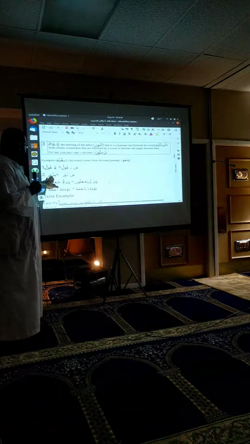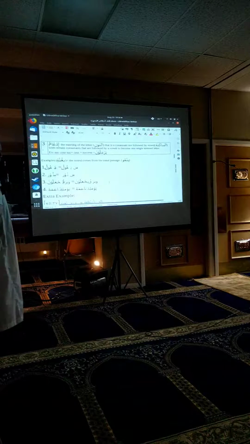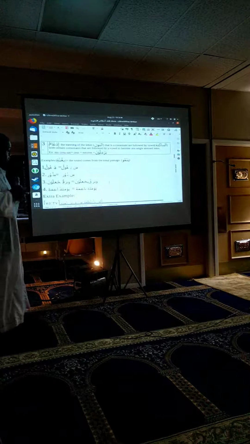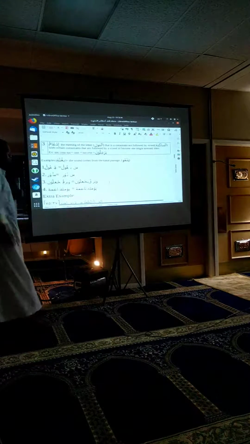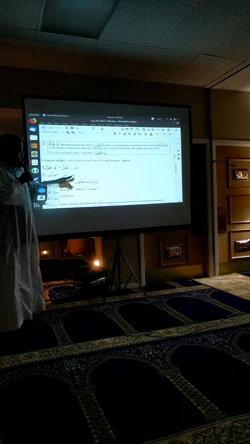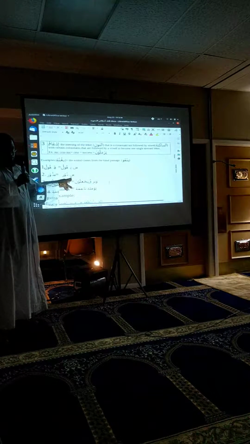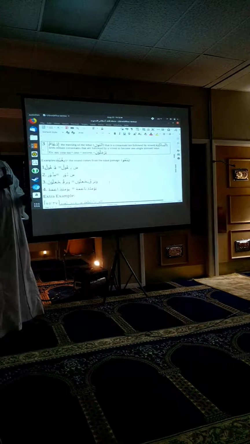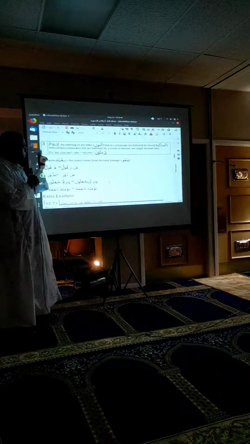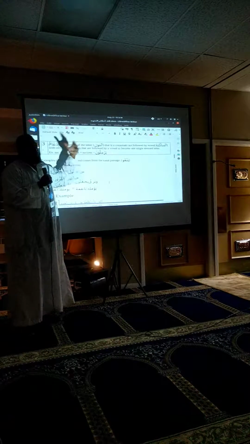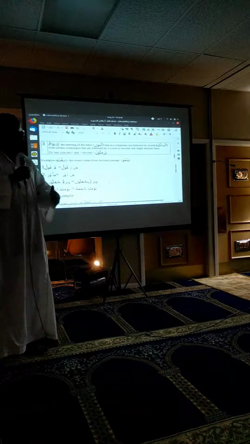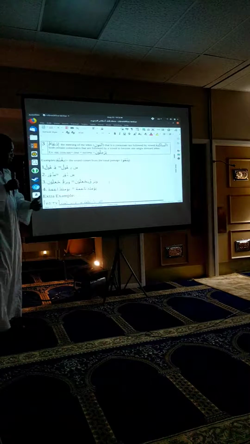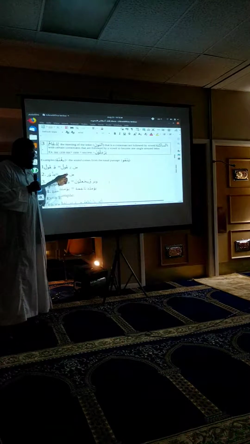Okay? In number 2, look at this word right here. We have 2 words. The first word is min. And so min is a noon with a sukoon. And the next word is nur, right? Noon is one of those 6 letters that, if it comes after a noon with a sukoon and it has a vowel sound on it, we implement this rule of idgham. What does that mean? We don't say min nur, we say min-nur.